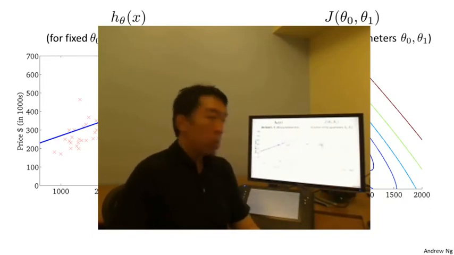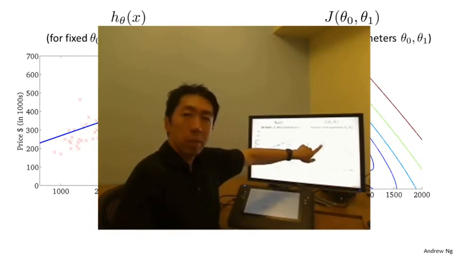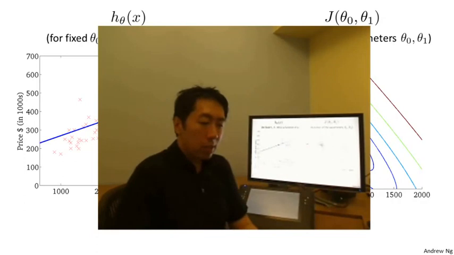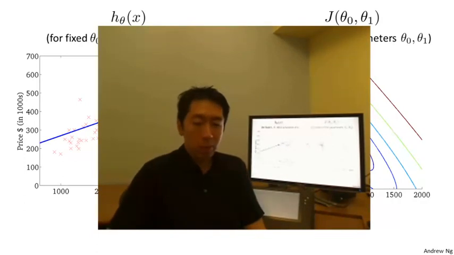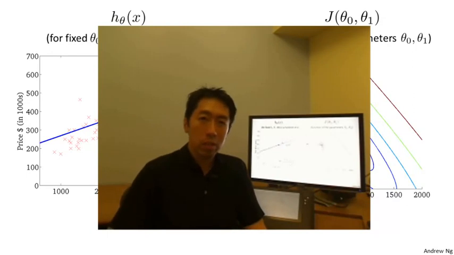And so what we want is software to find the values of theta 0, theta 1 that minimize this function. And in the next video, we'll start to talk about an algorithm for automatically finding the values of theta 0 and theta 1 that minimize the cost function J.